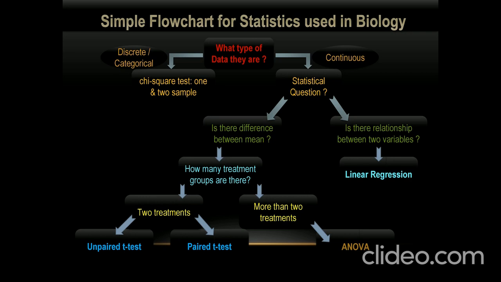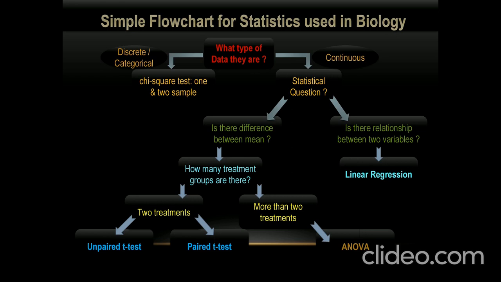Now, if the data is discrete or categorical, we use the chi-square test. Why? In general, this test is used to measure the differences between what is observed and what is expected according to an assumed hypothesis. This is a non-parametric test, meaning it is based on frequencies, not on parameters like mean and standard deviation, and it is used to test hypotheses, not for estimation.